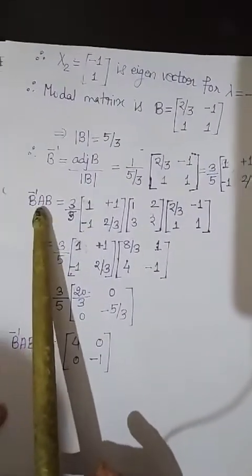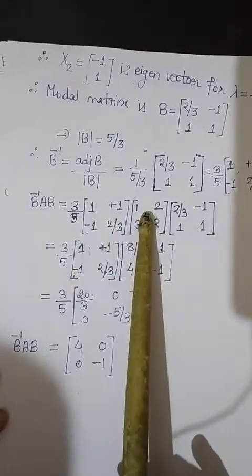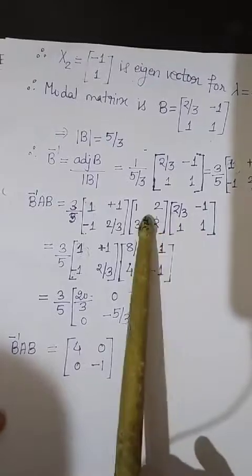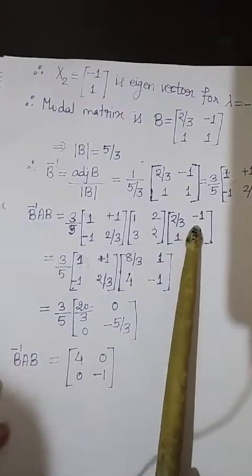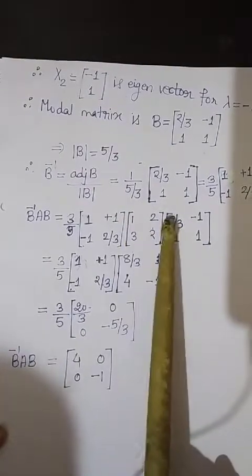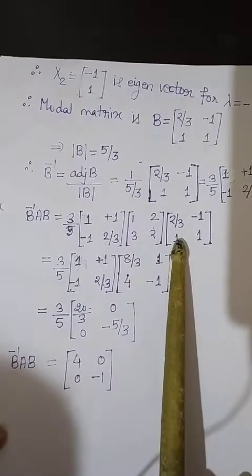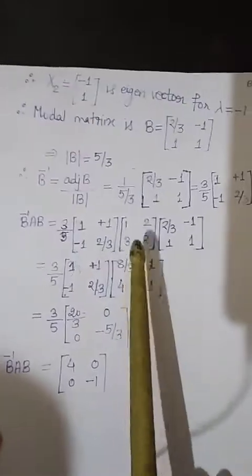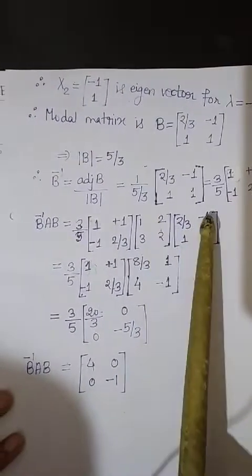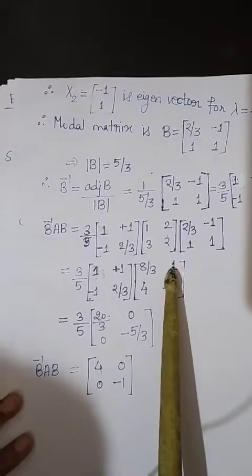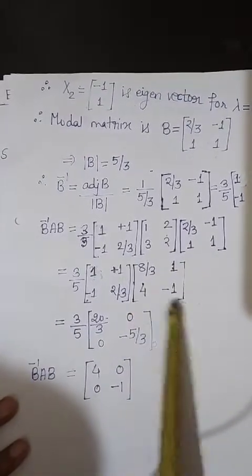Now find B inverse AB. So substitute B inverse, A and B. Now first we will multiply these two matrices. You know very well how to multiply matrices. So it is 1 into 2 by 3 is 2 by 3 plus 2, that comes out to be 8 by 3. Then 1 into minus 1 plus 2 into 1, 2. So minus 1 plus 2 comes out to be 1. Like this we will have this matrix.